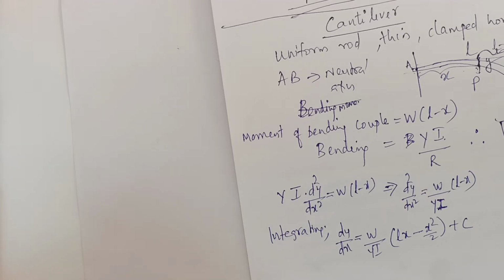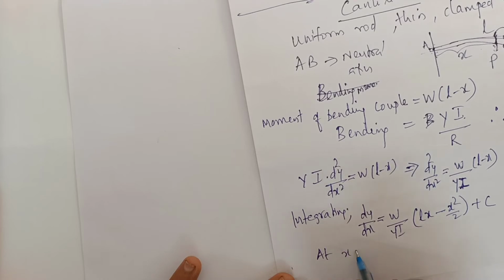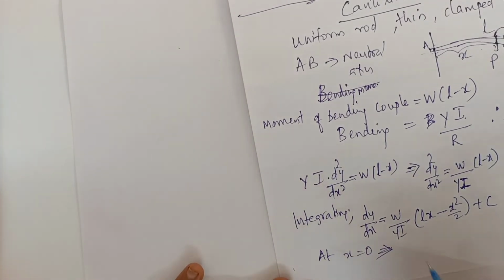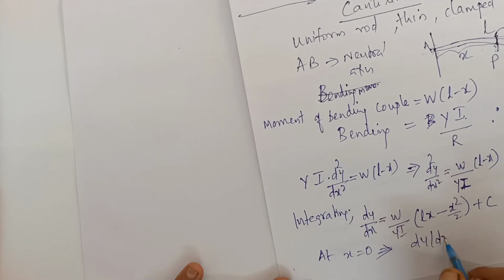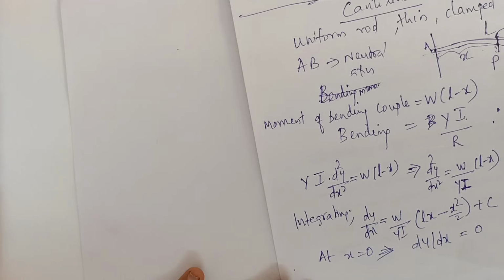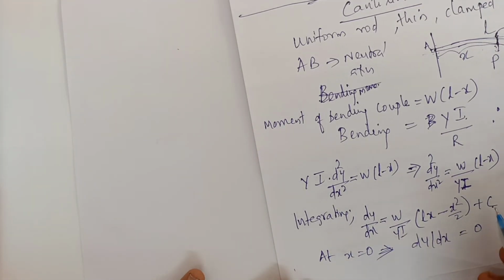See, one such condition is when x is equal to 0. At x is equal to 0, what will happen? When x is equal to 0, the RHS became 0, right? The dy by dx is equal to 0. So applying this condition, when we put this condition, what does c become? Here, when x is 0, dy by dx is 0.